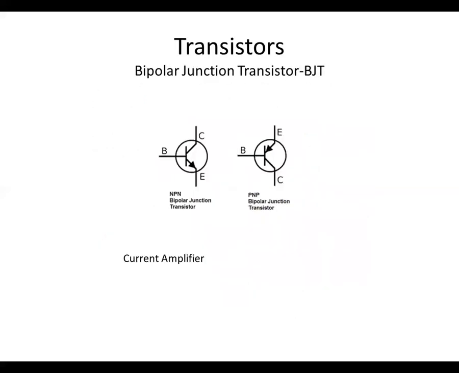Now, transistors, we've got two basic types of transistors to deal with. The first type is called a bipolar junction transistor, or BJT. And what a BJT does is it's a current amplifier. So if you inject a current into the base of this transistor, then the collector current will be a multiple of that base current.